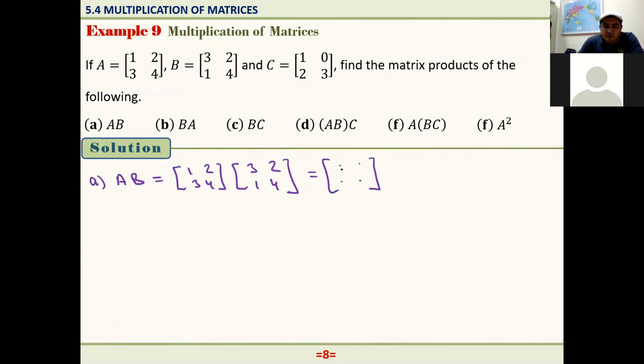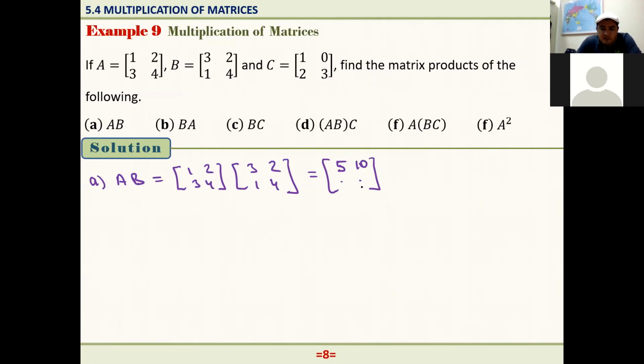Let's write the entries in the first row. The first one is the first row by the first column: 1 times 3 is 3, plus 2 times 1 is 2, so the sum is 5. The second one is the first row by the second column: 1 times 2 is 2, plus 2 times 4 is 8, so the sum is 10. Now we are done with the first row.